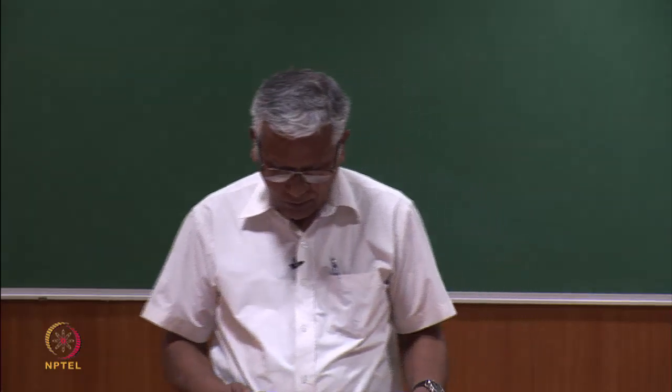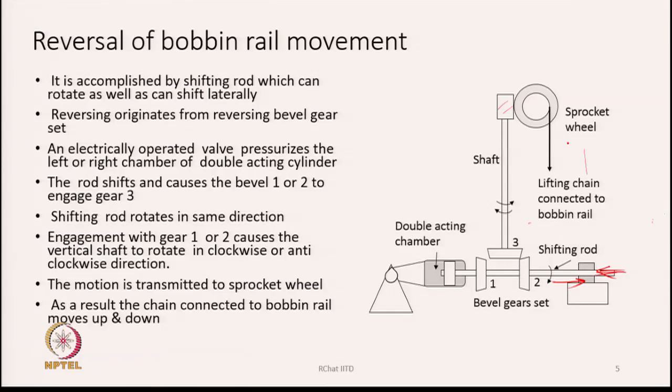Now, what is it that shifts? The shifting rod. That is what is done by the right hand side chamber that you see here in this diagram. In the right hand chamber there is pressurized air, or it could be some other liquid, and there is a cylinder over here.